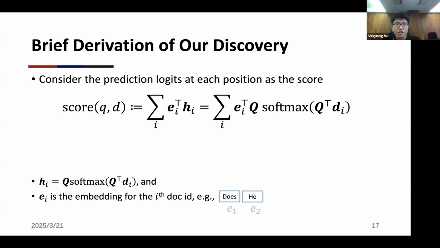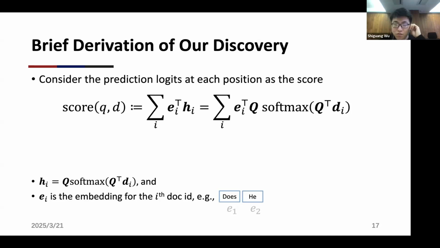So now we can think about the scoring function of GR. We consider the prediction logits at each position as the relevance score, so we sum up these logits. The E_i here is the embedding for the document token, and if we plug in the prediction head here, we get the equation on the right hand side.